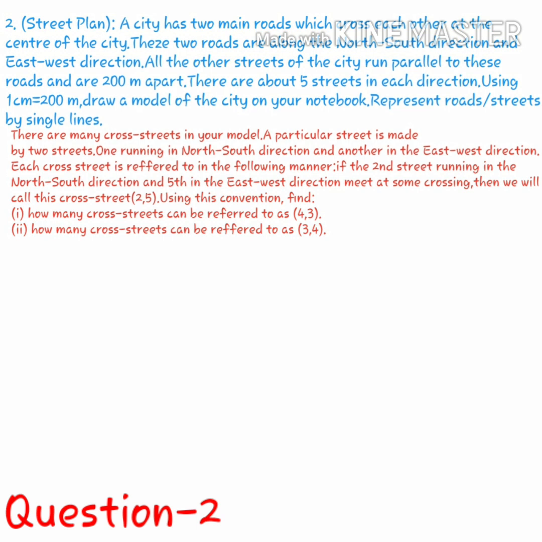Students, in question number 2 we have a street plan given. A city has two main roads which cross each other at the center of the city. The two roads run along the north-south and east-west directions. All the other streets of the city run parallel to these roads and are 200 meters apart. There are about 5 streets in each direction. Using 1 centimeter equal to 200 meters, draw a model of the city in your notebook. Represent roads and streets by single lines.